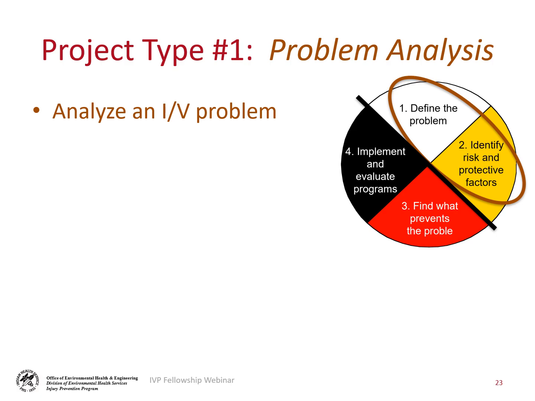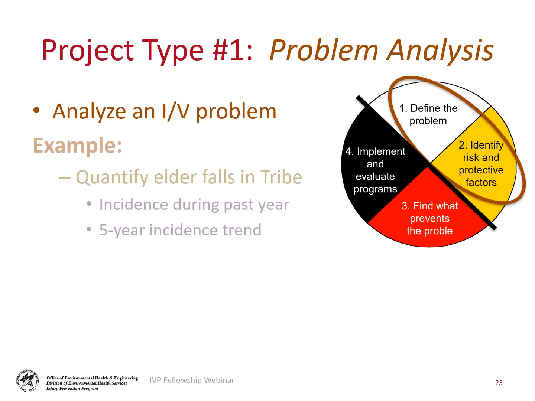We'll begin with the first type of project, which is focused on problem analysis. The focus is on the problem, not the solution. For example, a project might collect and review secondary data to quantify the problem of elder falls in a tribe. It might estimate the incidence of new cases of elder falls during the past year. It might also review health records to quantify the change in falls cases over the past 5 years. This project would be trying to answer questions about how urgent the elder falls problem is for the tribe and how the amount of elder falls is changing over time.